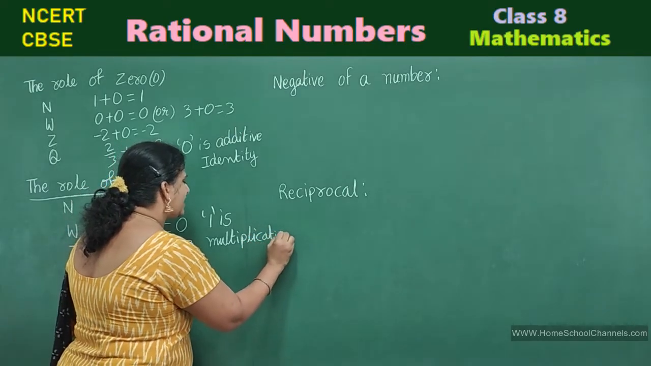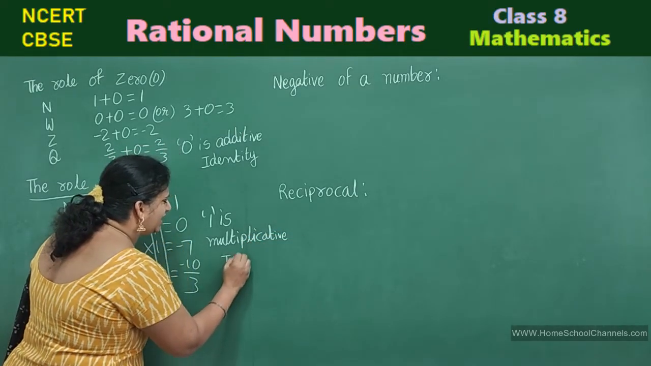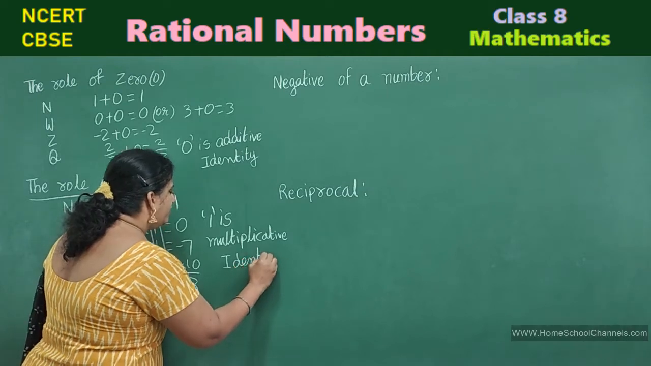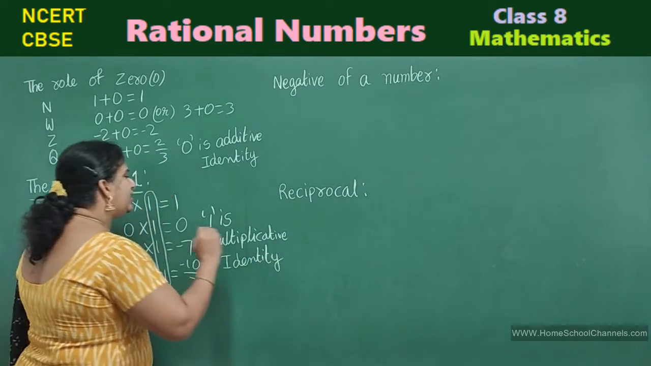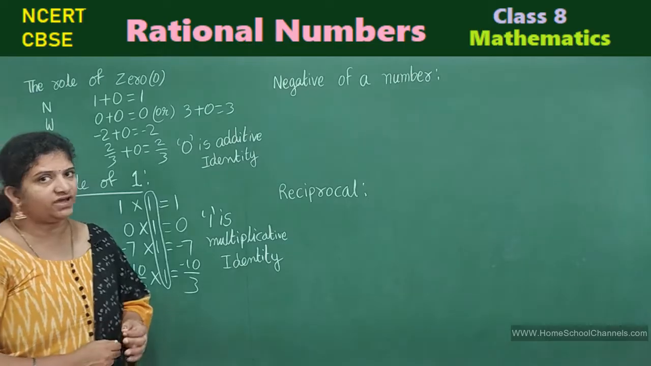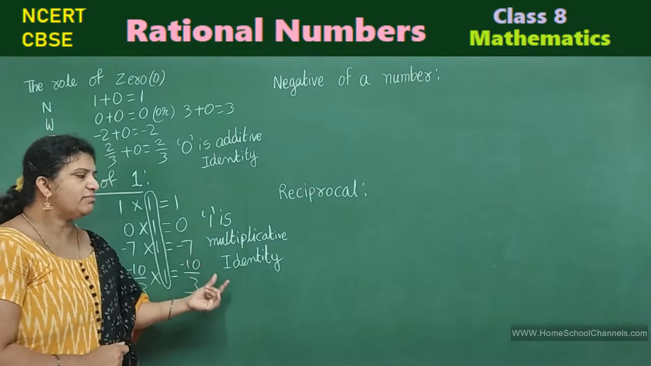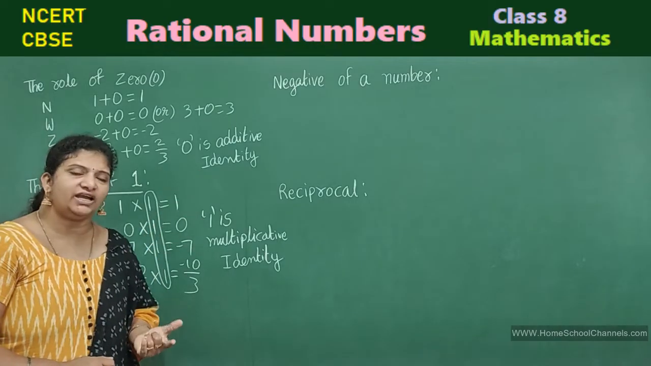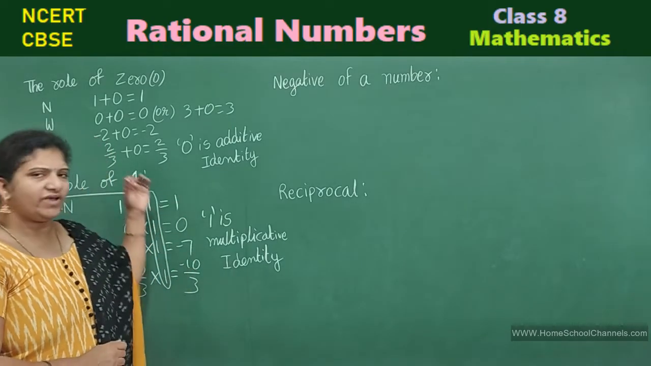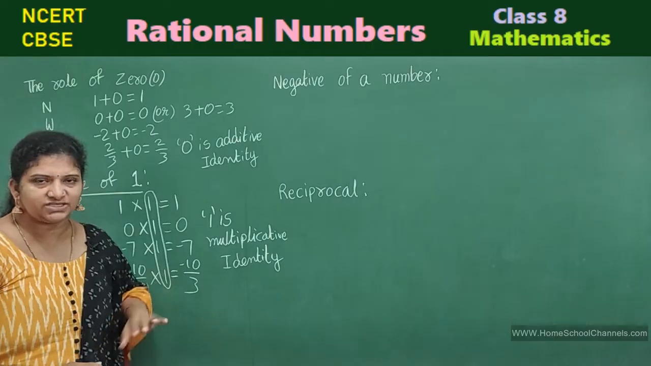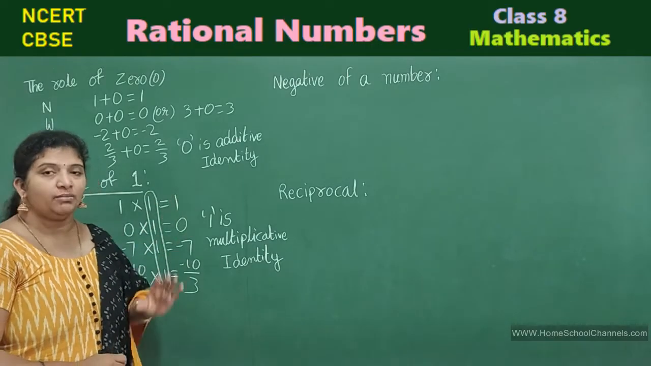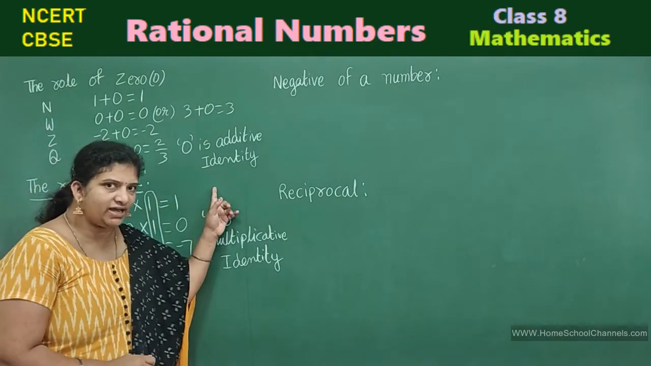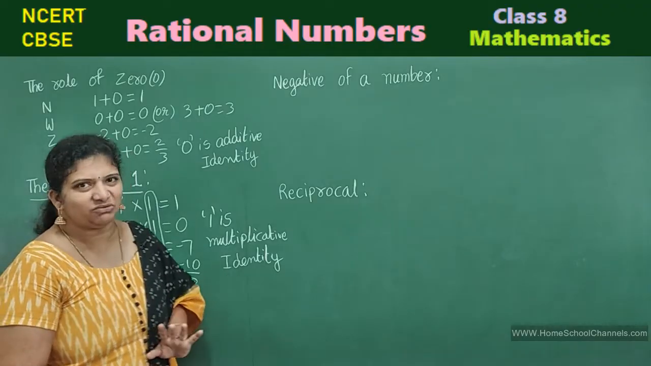1 is called the multiplicative identity for any number, but now in this chapter we are going to discuss rational numbers. 1 is a multiplicative identity for rational numbers and 0 is the additive identity for rational numbers. Whereas all numbers satisfy this, you can say any number. But the thing is 0 is the additive identity, 1 is the multiplicative identity.